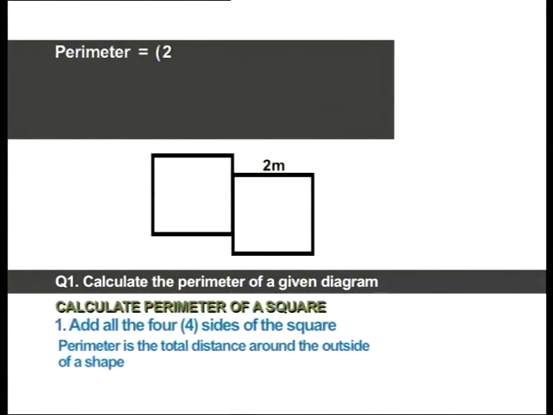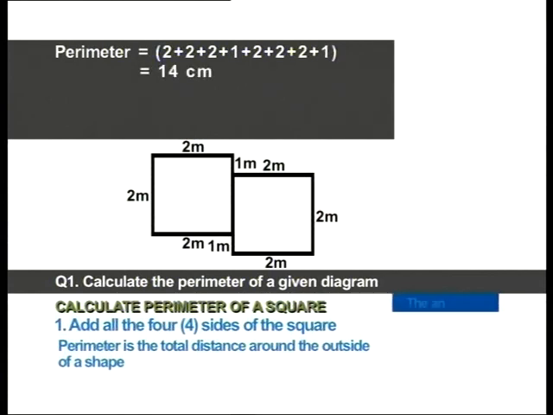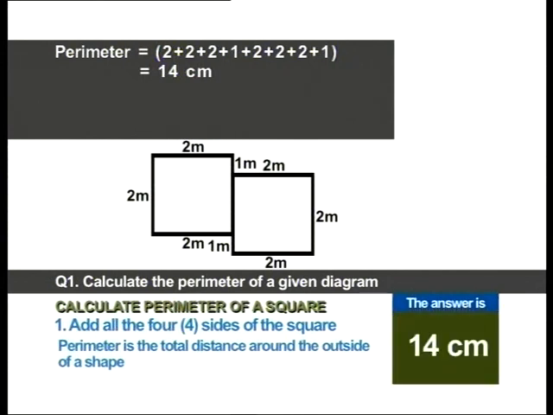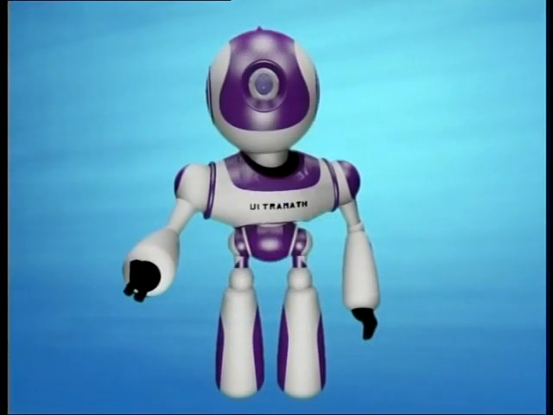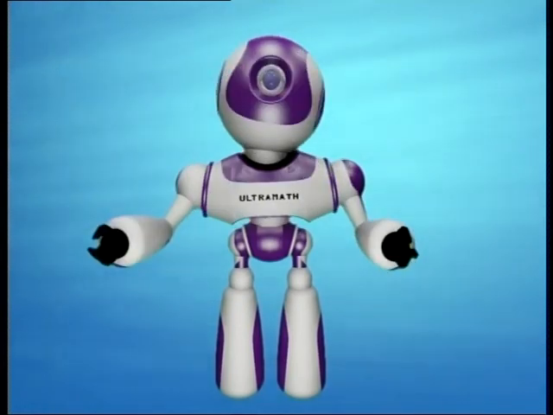Perimeter equals 2 plus 2 plus 2 plus 1 plus 2 plus 2 plus 2 plus 1 equals 14. The answer is 14 centimeter. Solve the question on the screen.